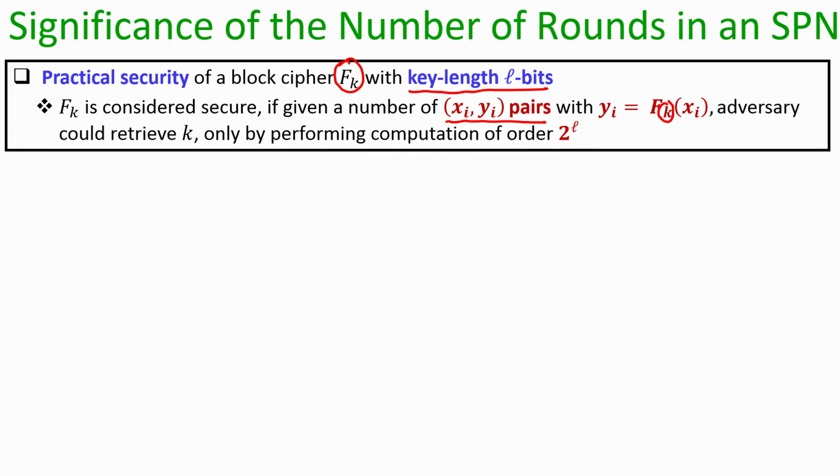The idea here is that we will say the resultant Fk is secure if the only possible attack the adversary can launch to recover the key, given several xi, yi pairs, is equivalent to brute force. If that is the case, our Fk will be considered secure, whereas if there is an attack whose complexity is of order less than 2 to the power l, given several xi, yi pairs to the adversary, we will not consider the resultant Fk to be secure.